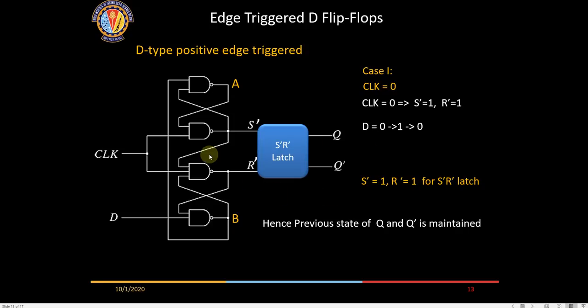Now we'll take some conditions and try to understand what is happening. There will be three or four conditions. In case 1, I am assuming the clock to be 0, and the output data could be anything, whatever was the previous. The moment I give clock equal to 0, what happens? Will S dash bar and R dash bar go to 1?